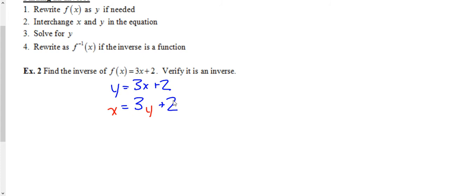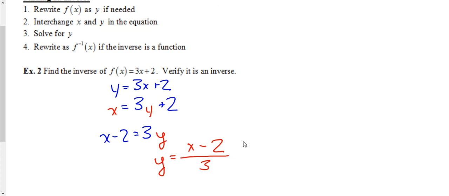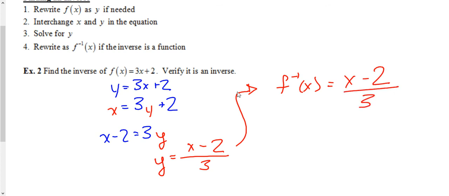So first things first, I'm going to move this 2 to the other side. So I have x minus 2 equals 3, and let's keep that y there, 3y. And of course, to get y by itself there, I'm going to divide everything by 3, and get the x minus 2 up top in your numerator. Here, this is our equation, and I want to finish this off by writing it in proper function notation. So this is f inverse of x equals x minus 2 all divided by 3. It says verify if it is an inverse. Yes, for sure, this is an inverse.